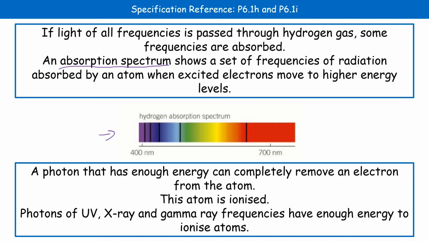Now, what we actually find is if a photon has enough energy, we can completely remove an electron from the atom, and therefore the atom becomes ionized. Which types of photons can ionize atoms? We've got UV, X-rays, and gamma rays. So those three have got enough energy to ionize atoms. The others will just excite them.